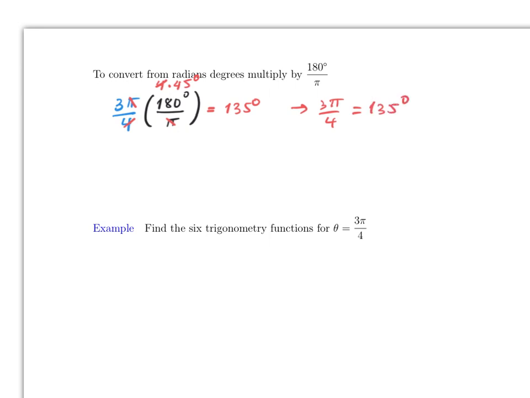All right, let's try one more. Let's say you want to change now, let's say 4 pi over 3. So 4 pi over 3, you multiply by 180 over pi again, and the pi's will cancel right away. Remember that 180 was the same thing as 60 times 3. So the 3's cancel, and you'll end up with 240 degrees. So therefore, 4 pi over 3 is the exact same thing as 240 degrees.